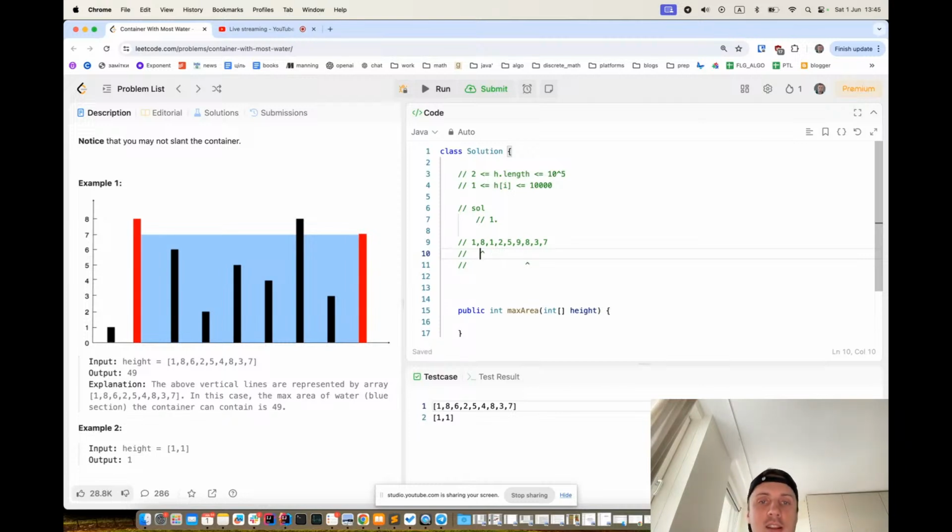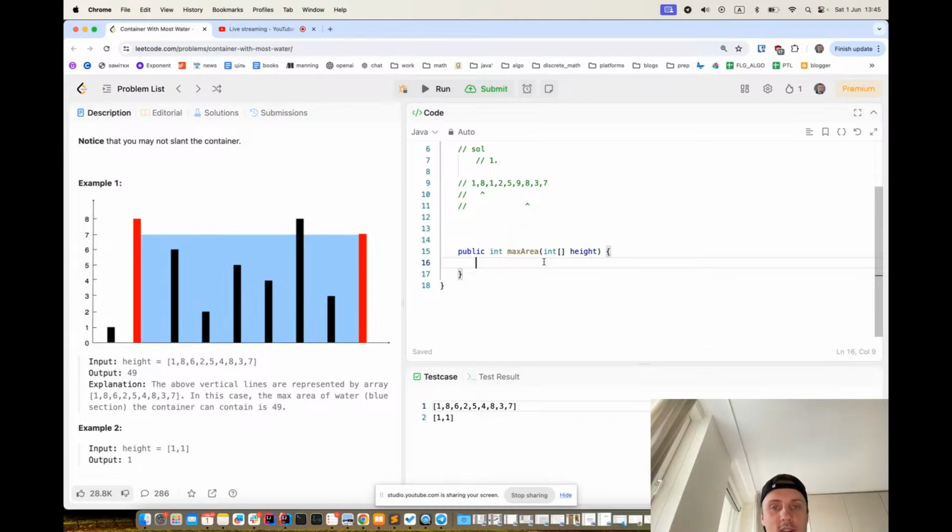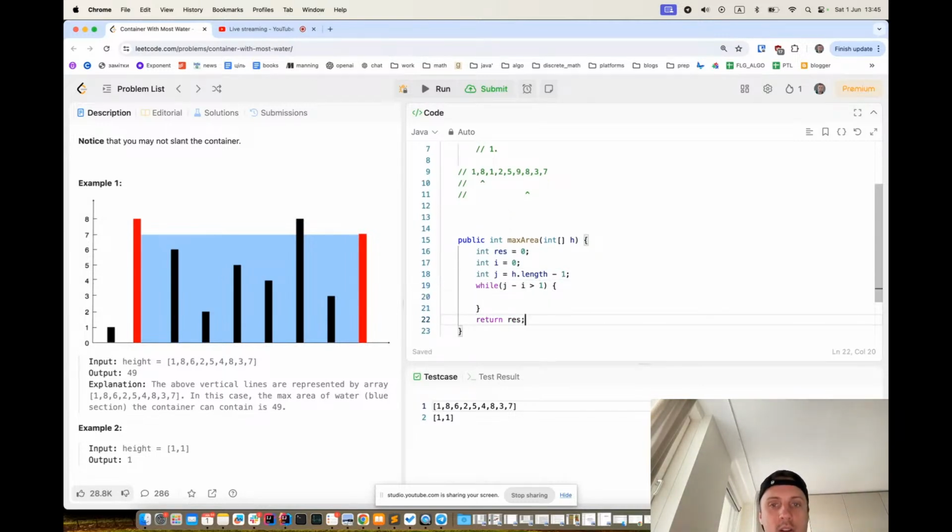So in this case we have 2 pointers, so the time complexity would be linear, and we don't need any additional space. So let's solve it. We have result, we have left pointer 0, and we have right pointer j, which would be height length minus 1. And while j minus i is greater than 1, we calculate, and at the end we return the result.